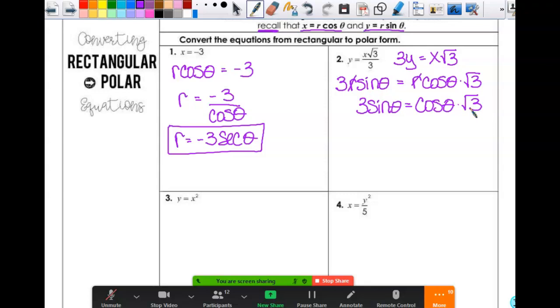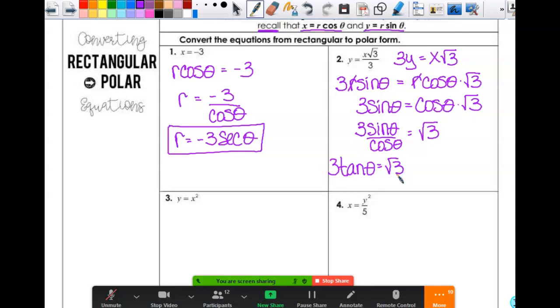Have a sine and a cosine on either side. I could divide, and I could either end up with cosine over sine or sine over cosine. Which would you rather have? Sine over cosine, me too. So if I divide both sides by cosine, this is going to give me 3 sine theta over cosine theta equals the square root of 3. So sine over cosine gives me what? Tangent. So I will have 3 tangent theta equals the square root of 3.